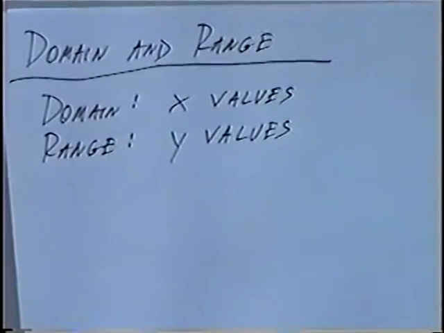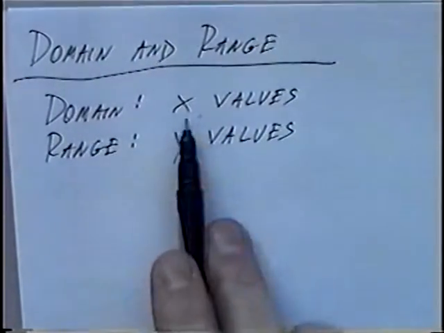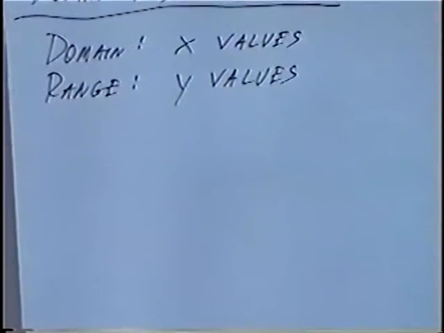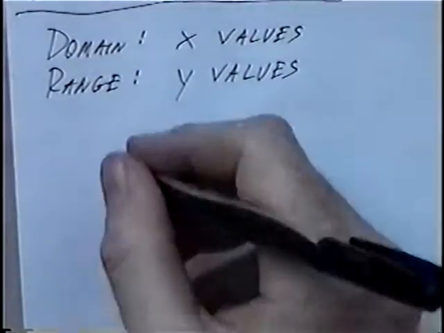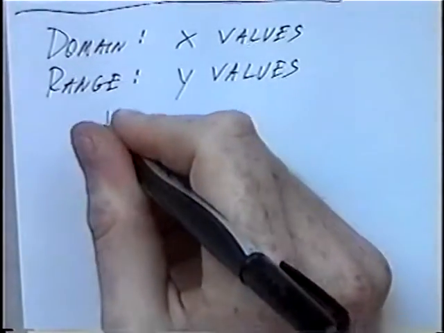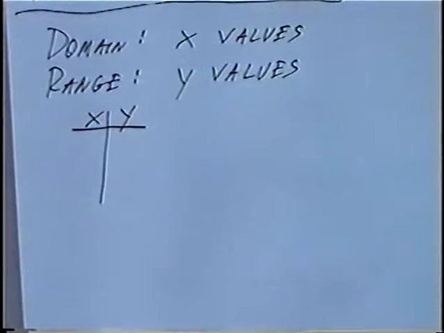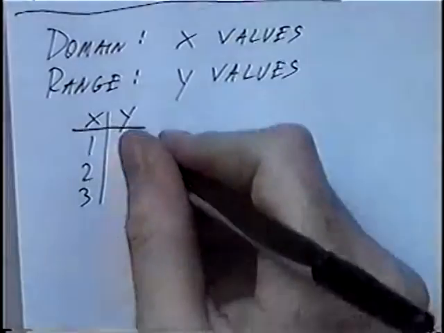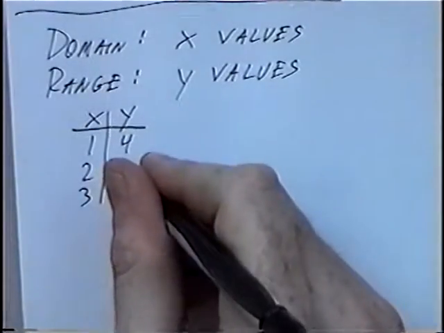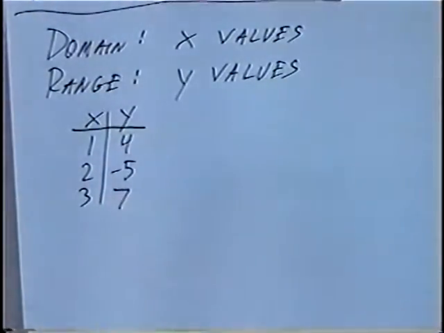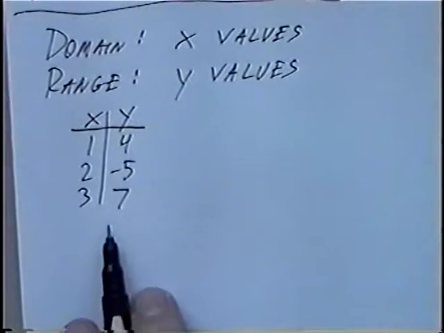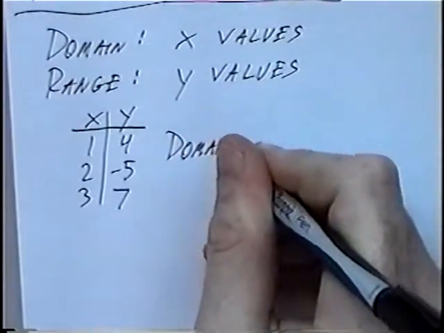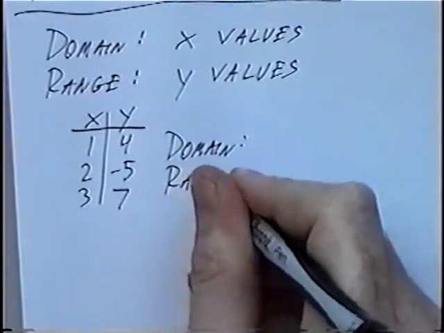So when looking at a graph or a list of numbers, the domain will be all the x values and the range will be all the y values. First problem is a t-table or xy chart. The x values are 1, 2, and 3, and the y values are 4, -5, and 7. Looking at the t-chart or the table, we can determine the domain and also the range.